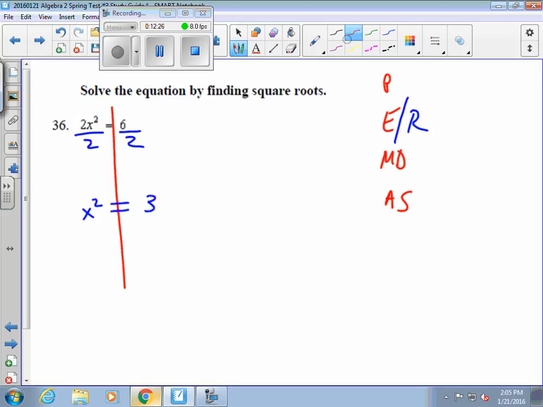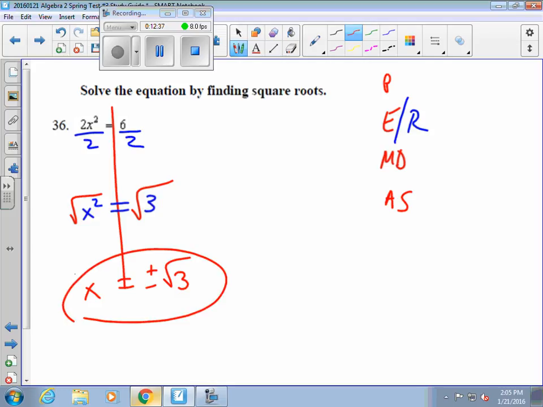In order to get x by itself, we want to undo squaring something. So you take the square root of it. If you do it to the left, do it to the right. x is equal to both positive and negative the square root of 3.